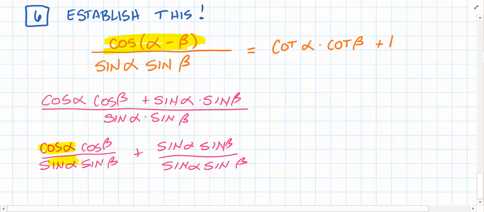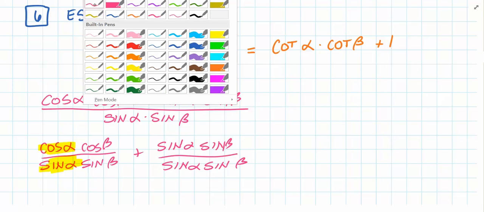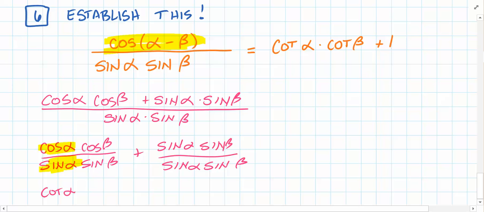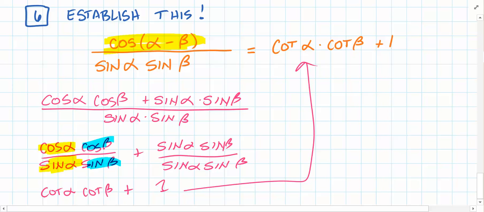Here's what I want to point out to you. What's a cosine alpha over a sine alpha? That part I highlighted. That's cotangent alpha, right? Now in a different highlighter, how about blue? What's a cosine beta over a sine beta? That's a cotangent beta, right? So now we have a cotangent of beta plus, how much is that, all that stuff over there? That's equal to 1, because sine alpha, sine beta over sine alpha, sine beta is just equal to 1. So you can use these in establishing identities as well.